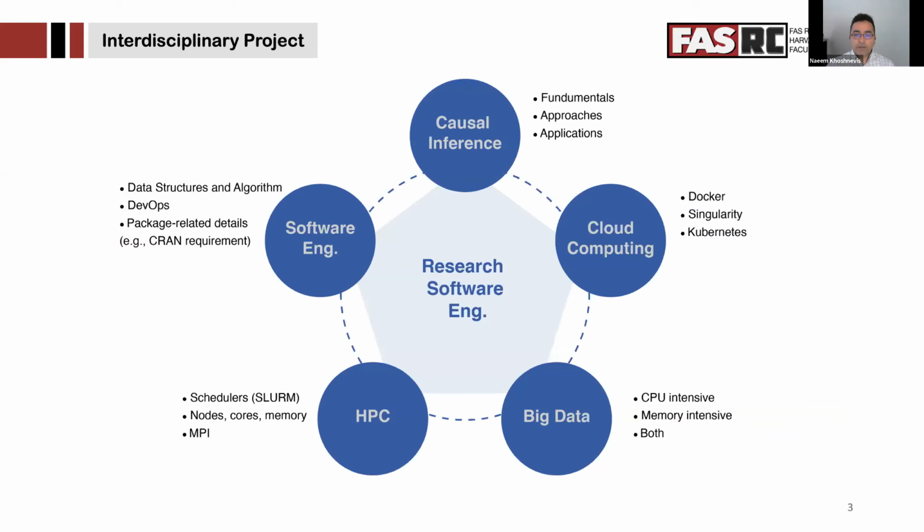Similar to many RSE projects, it's an interdisciplinary project. We need to know domain knowledge, which in this case is causal inference. We need to know cloud computing, big data problems, HPC, and software engineering. Obviously research software engineers cannot be on top of everything, but you need to have enough knowledge about these topics to be able to ask good questions of the team and to understand what can be done.